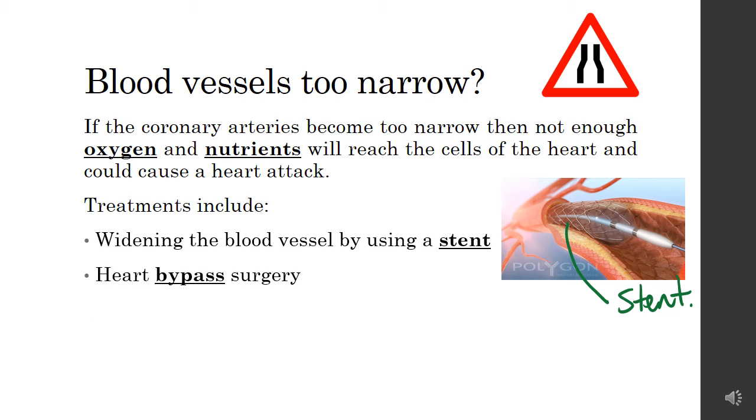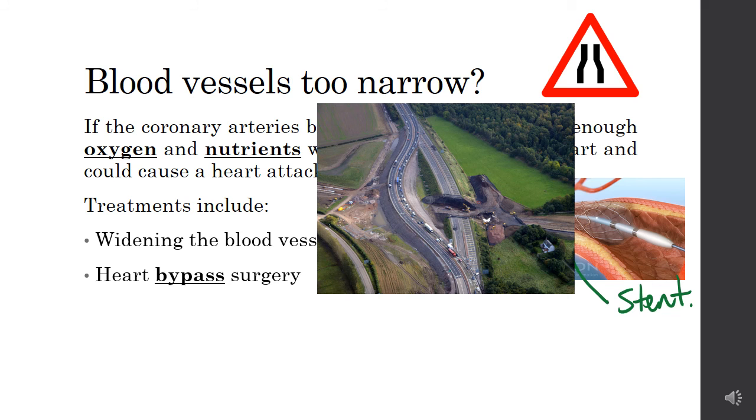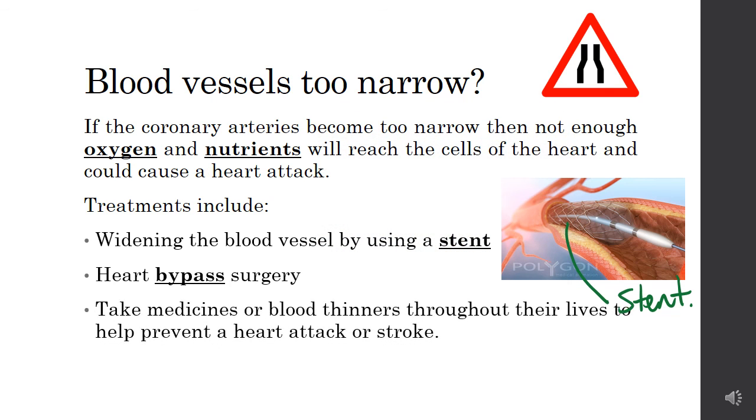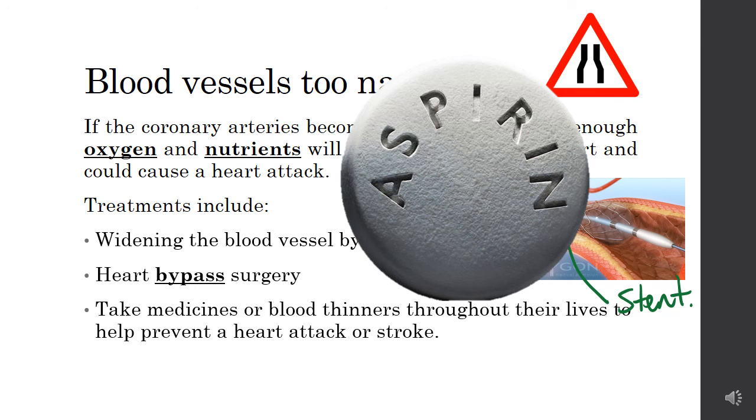Another option is heart bypass surgery, when an artery from one part of the body is then inserted to the artery where there is damage. This allows blood to flow around the site of damage or blockage. Patients who have these procedures often take medicine or blood thinners throughout their lives to help prevent a heart attack or a stroke. Aspirin is an example of a blood thinner.